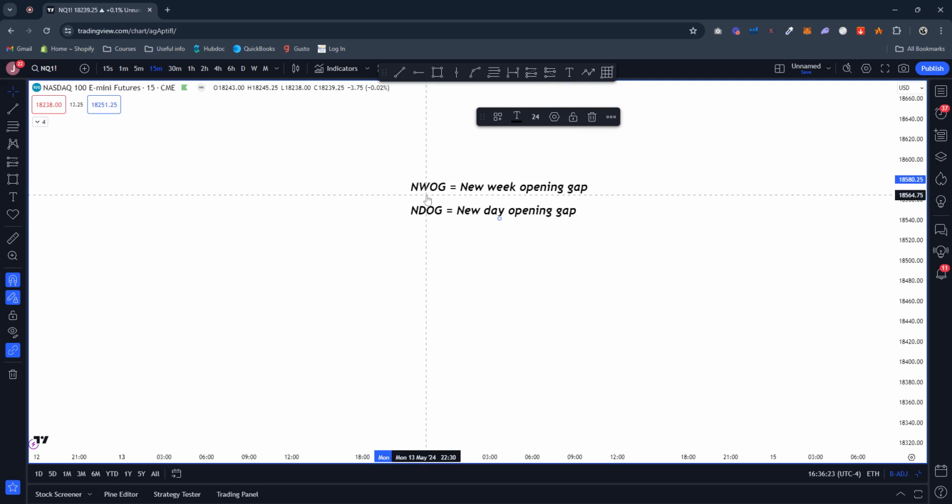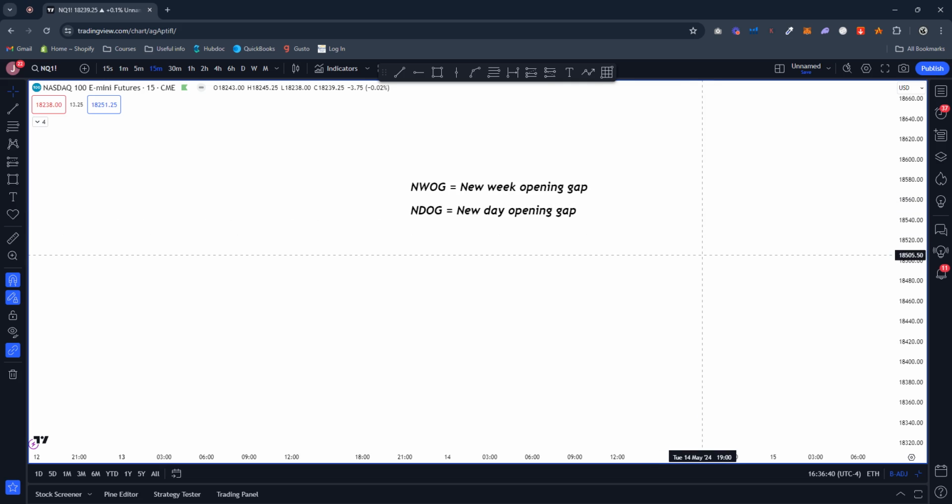Now, the NWOG can be used as a PD array, right? It can be used as a magnet. It's where price can retrace to during the week, and the new daily opening gap is basically the same thing. Now, the new week opening gap consists of Friday's closing price and Sunday's opening price, as the new day opening gap consists of the previous day's closing price at 4:55 p.m. Eastern Standard Time to 6 p.m., the new day opening price.